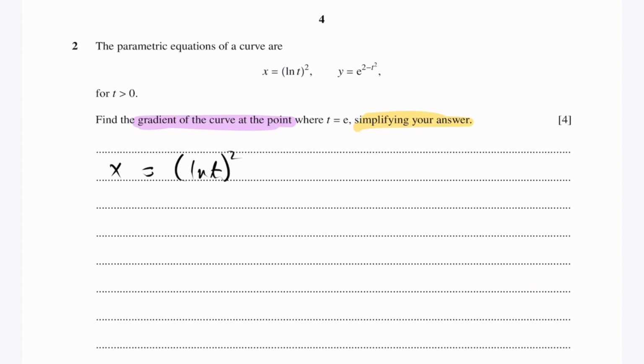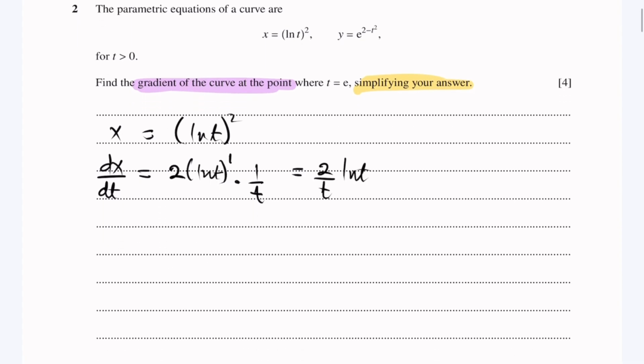Okay. So to differentiate this, the dx dt would be 2. All right. Then we have ln t power 1, because you see the 2 comes down to multiply and subtract 1 from the power. That's what you get. Then we go inside to differentiate ln t, and if we differentiate ln t, we get 1 over t. Therefore this becomes 2 on t ln t. We know our y is e to the power 2 minus t squared.